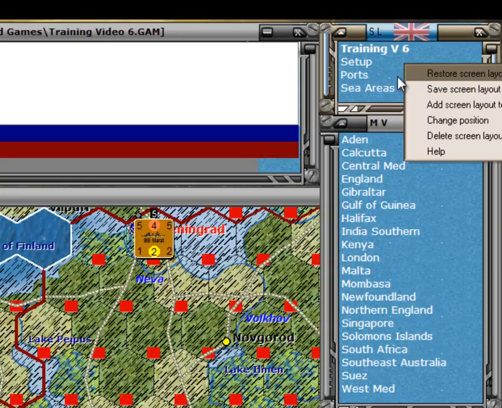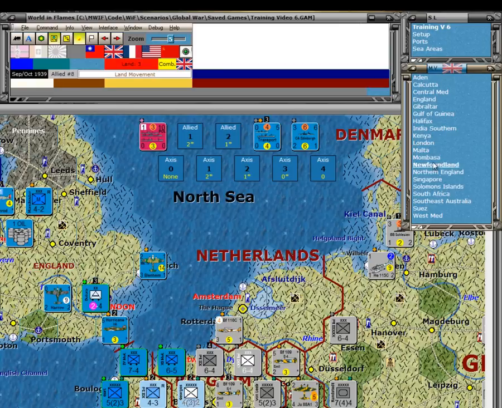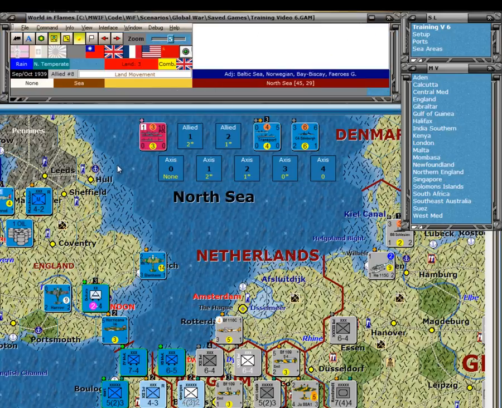The same thing applies to the screen layouts. You can restore one, you can save it, you can add a screen layout to the list, you can remove it from the list, and you can change the positions or the sequencing of the item. That concludes Chapter 6, covering the main form, screen layouts, map views, and all the different informational forms that are available from the main form drop-down menus.